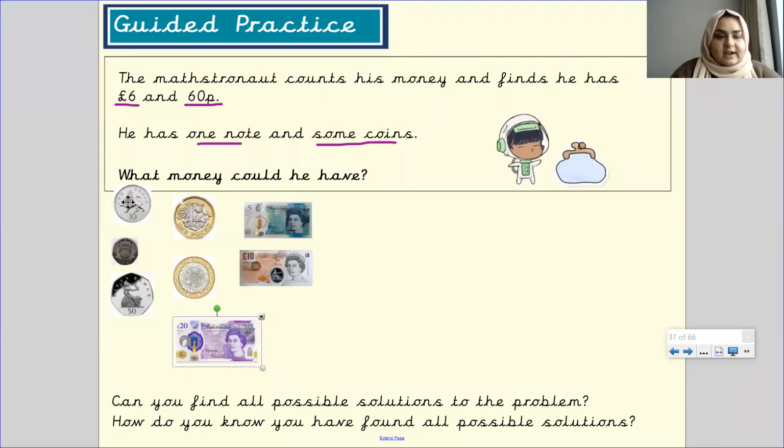Now, here's the slide with the coins for you and the notes for you. So it says he has 1 note and some coins. Now, can you find all possible solutions to this problem? What money could he have? So find the possible solutions to this. Please pause the video now and work out your answer.